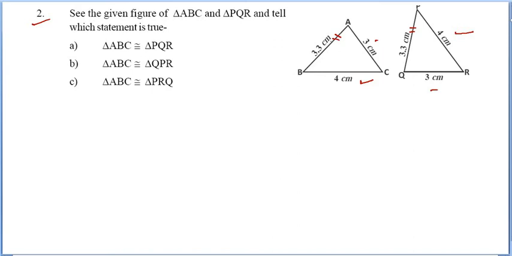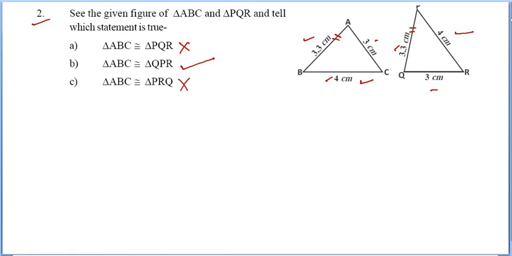ABC, look carefully, A followed by B. Here in PQR, P followed by Q. PQR is not equal. So you can say the first one is ABC, A, B and C. AB is this one and BC is this one. So AB here is this one and this one. QPR. QPR, this one is correct and this is also wrong.